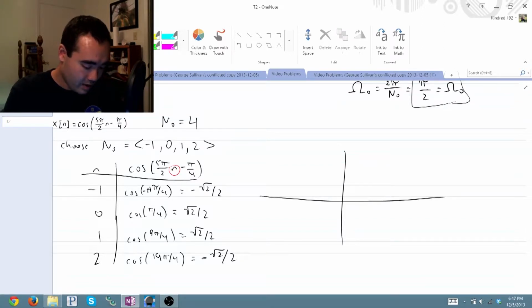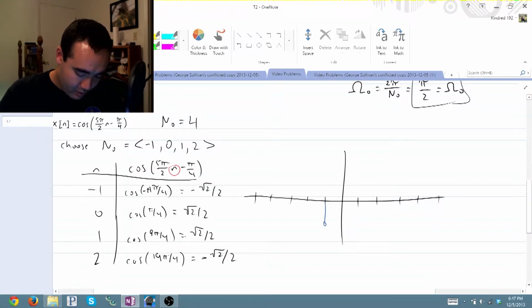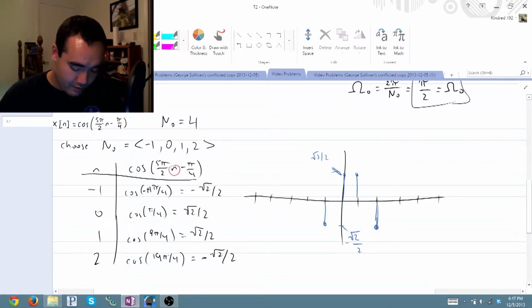So if we go ahead and see here, 1, 2, 3, 4, 5, 1, 2, 3, 4, 5. You can see that for a value of negative 1, we have a negative square root of 2 over 2. 0 and 1 are both positive square root of 2 over 2. We'll say that this value here is square root of 2 over 2. This value here is negative square root of 2 over 2. And so you can see that for a value of 2, we have a negative.